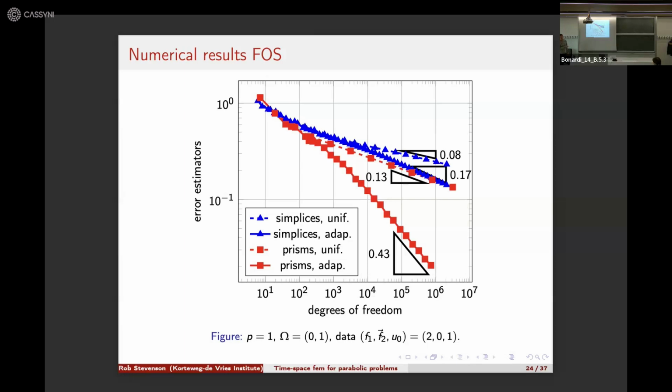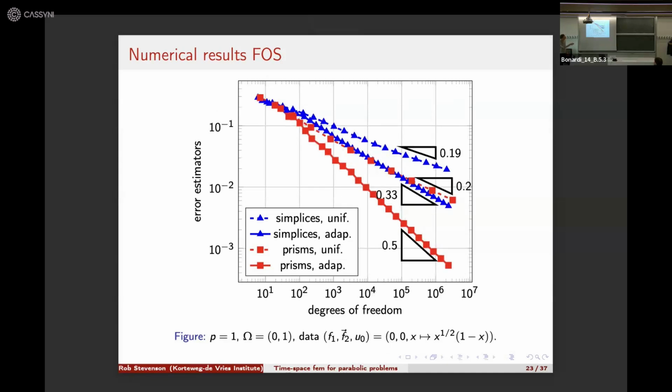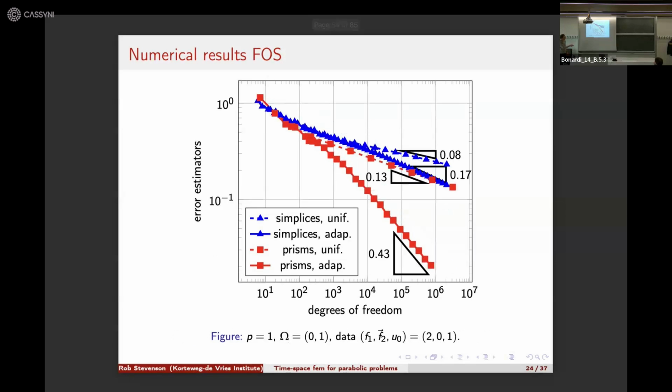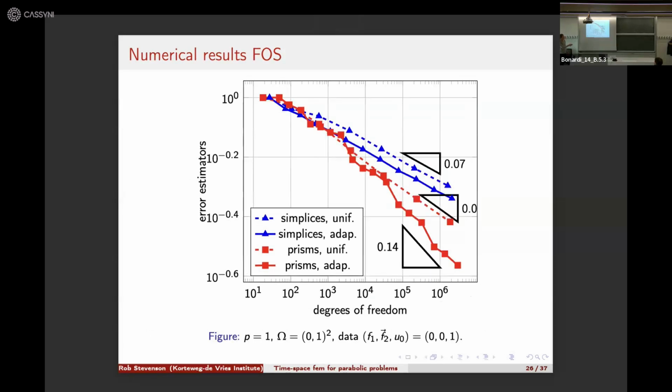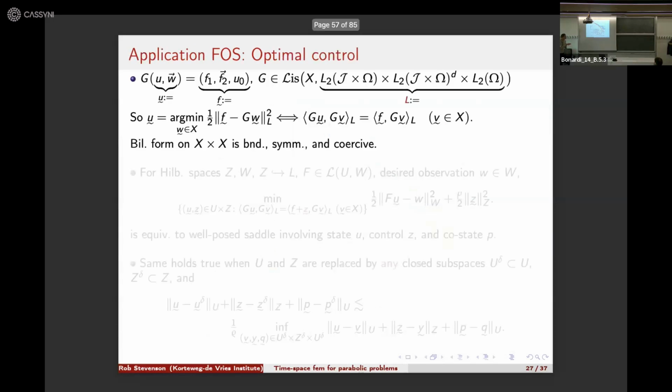But if you use prisms with hanging nodes, which are more complicated to program, then you get better rates. So you get here nearly optimal rate. If you have this mild singularity initial condition, you get optimal rates. If you make the singularity worse, you get slightly worse rates. This is in two-dimensional space, and there are also problems that even with this improved method, you don't get optimal rates.